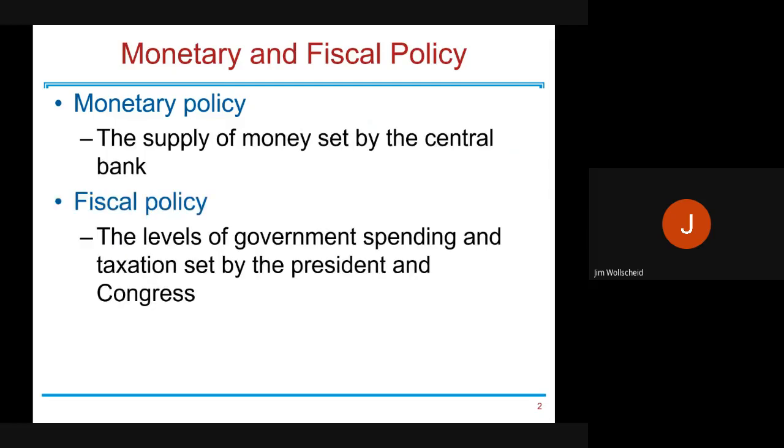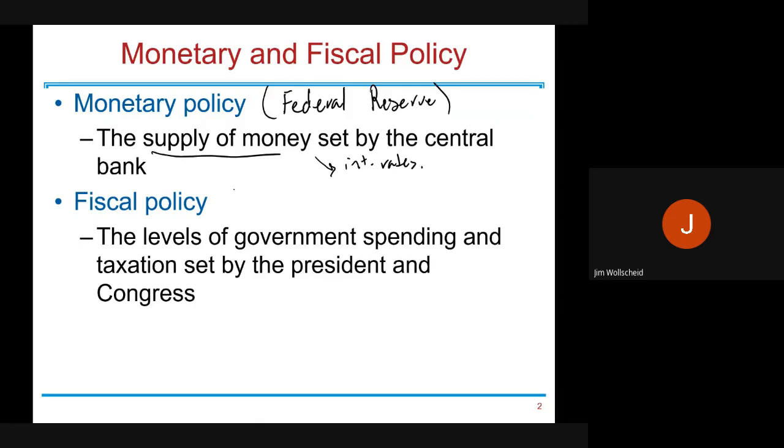All right, so quick definition of what's monetary policy and what's fiscal policy. When we think of monetary policy in the United States, this is the Federal Reserve. The Federal Reserve controls the money supply. They're responsible for setting the money supply. We're going to talk about how that affects interest rates.